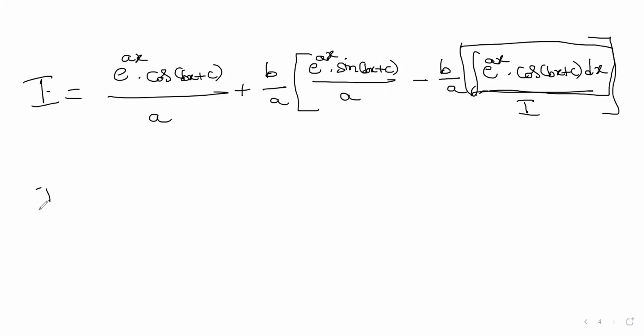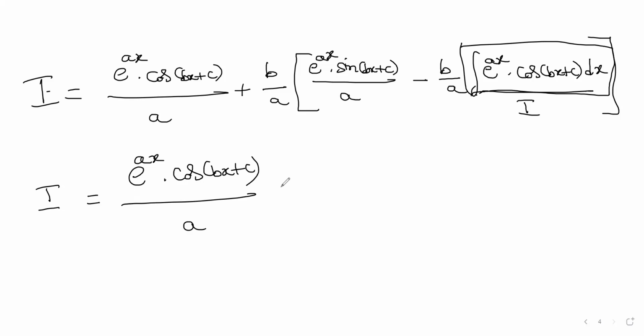Okay. So this is I. That is equal to e to the power of ax cos of bx plus c whole divided by a. This is what you have. And then you have, let's multiply with b by a into here, this a and this a will multiply. I get b by a square times e to the power of ax sine of bx plus c, right? Sine of bx plus c.